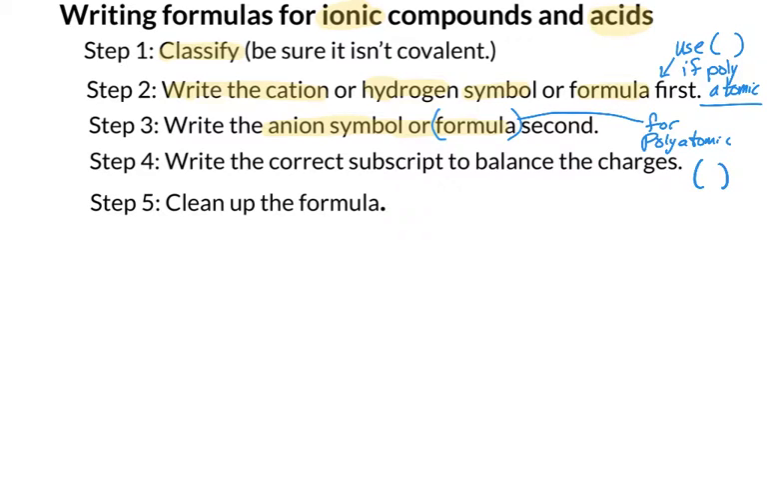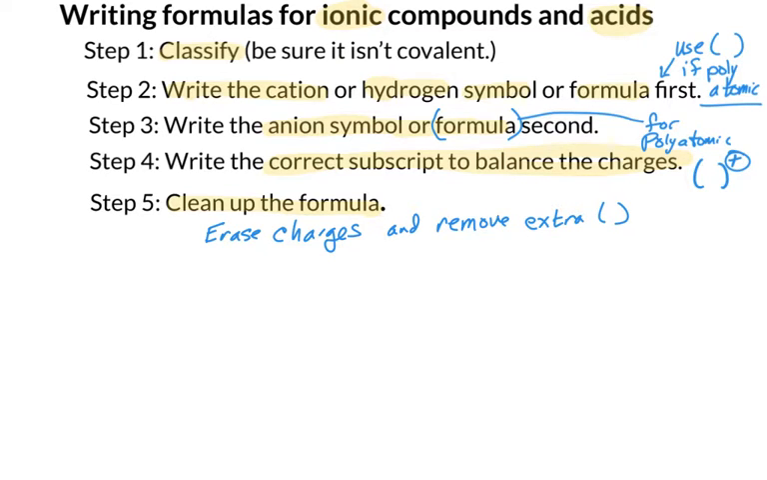Now, you're going to write the correct subscript that balances out the charges, and this is probably the hardest part of this. And the final step is to clean up the formula. That means that you should erase the charges that you originally had written there and any extra parentheses, the parentheses that are not needed because the group has only one of that group. I'll explain more as we continue on in this set.